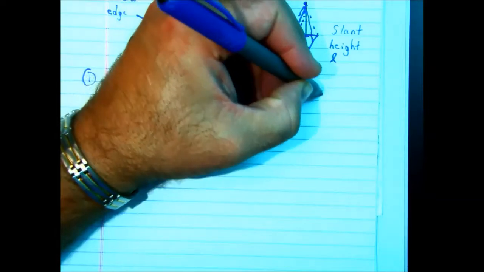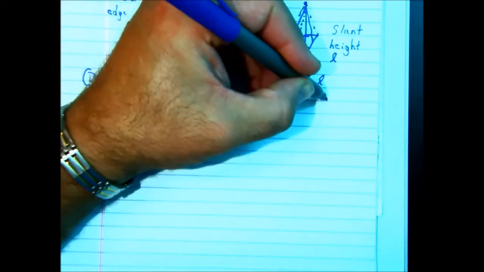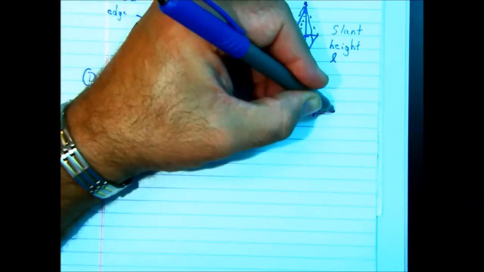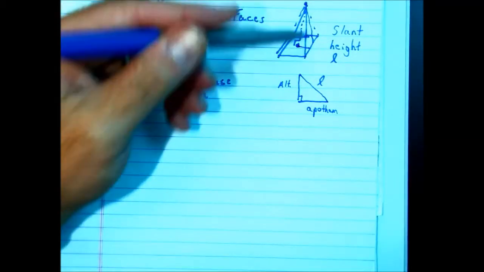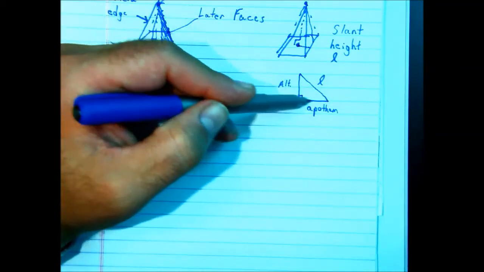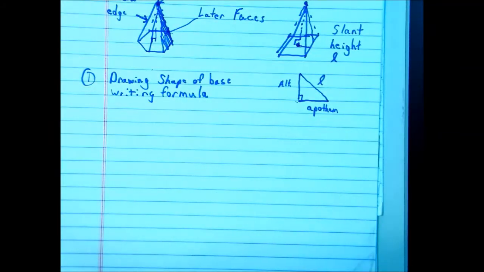Then this is your slant height, and this is your apothem. Okay? Now I just took that picture and slid it down here so you understand this is the right triangle work we're talking about. All right. Now that's just understanding the pieces. That's the beginning part of this.